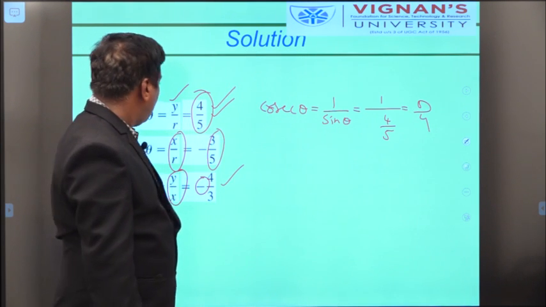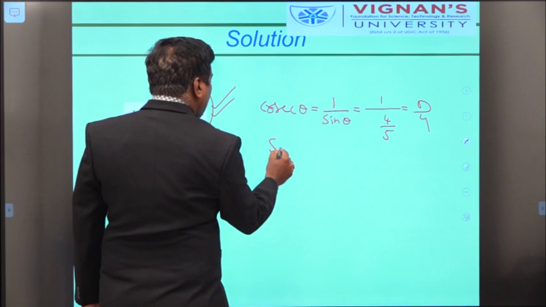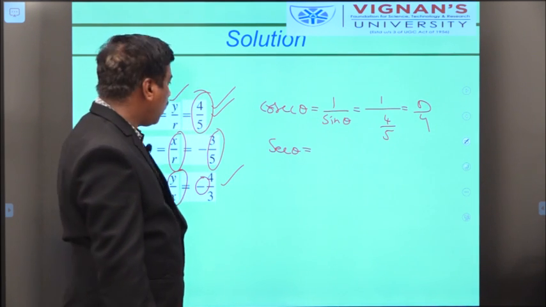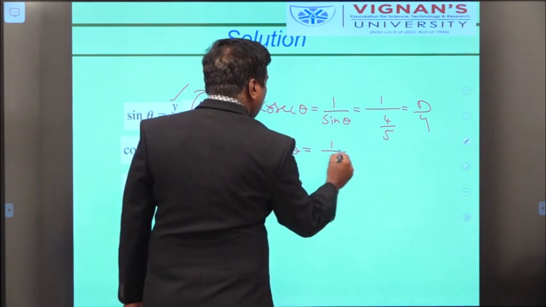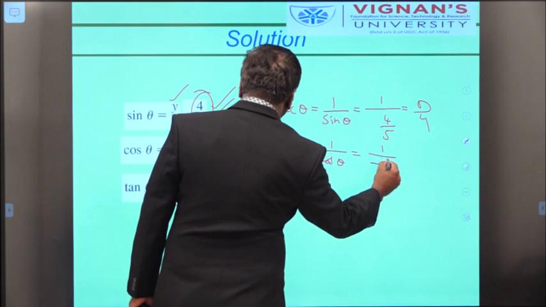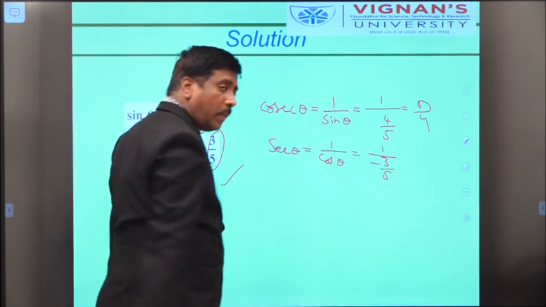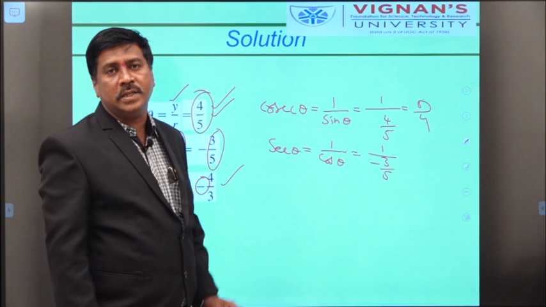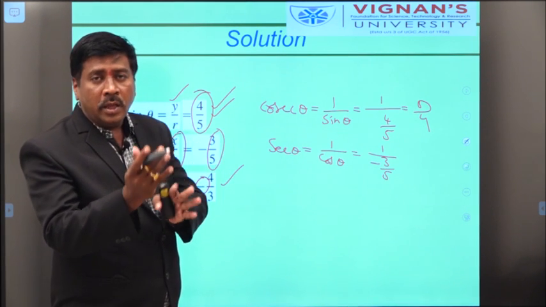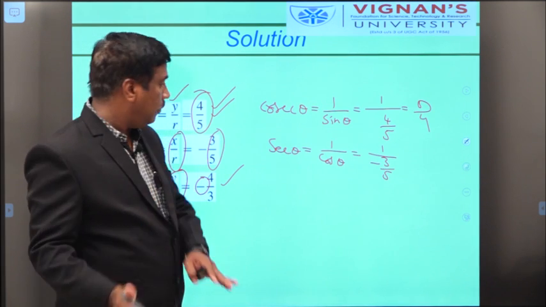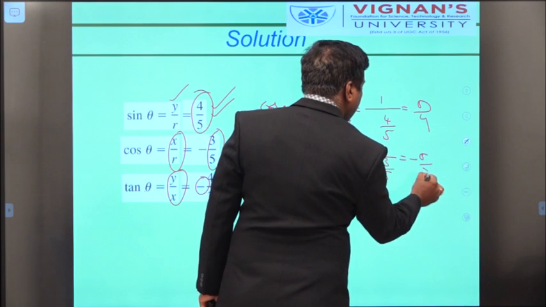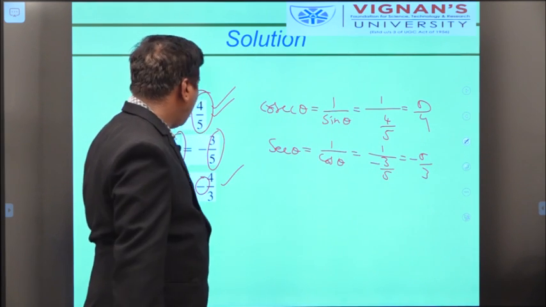Similarly, secant theta is equal to the reciprocal of the cos, that is equal to 1 by cos theta. Then this is equal to 1 by minus 3 by 5. Please all of you keep this in your mind. I have to consider the negative sign, because in the second quadrant cos and the inverse of the cos both are negative. That is why I have to take this value as negative, that is equal to minus 5 by 3.